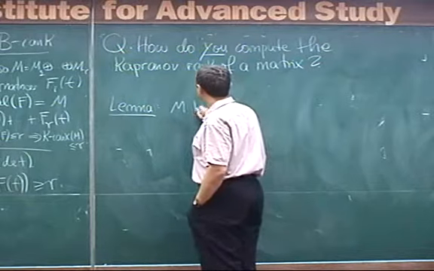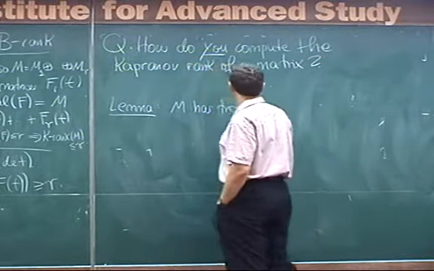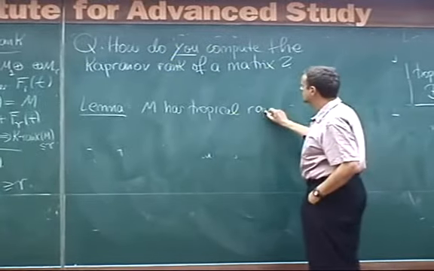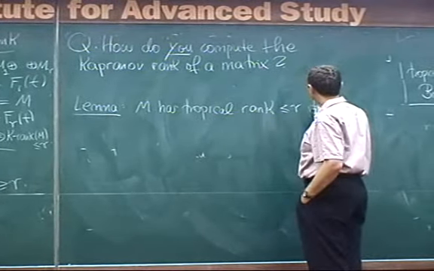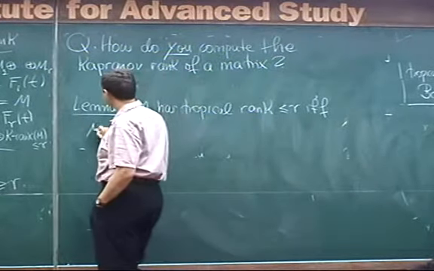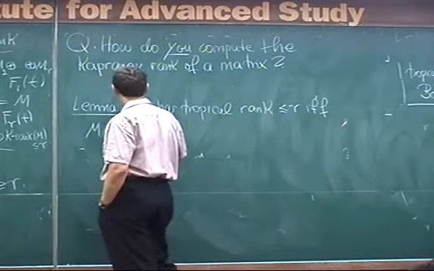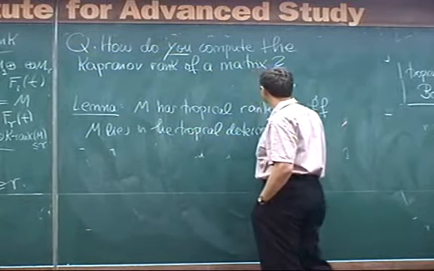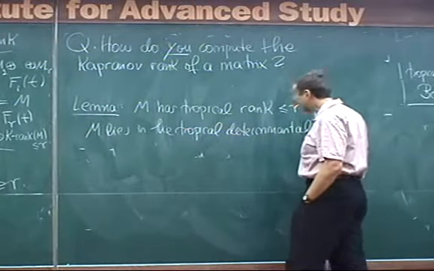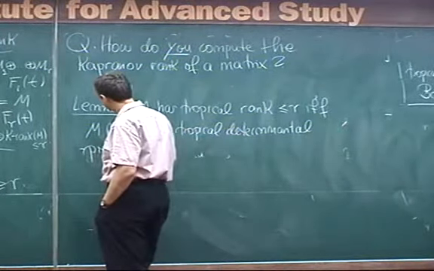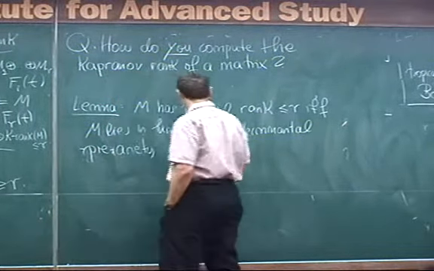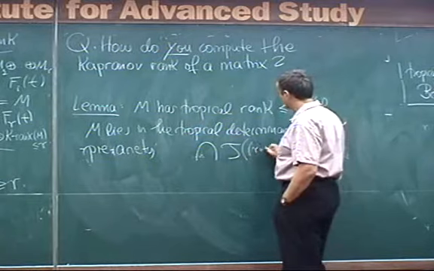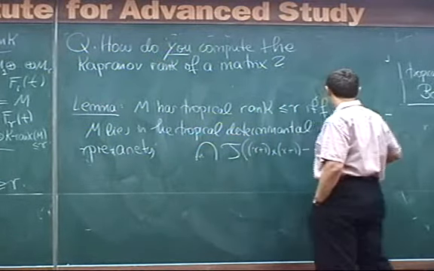So M has tropical rank R. So I want to understand this inequality, the difference between tropical rank and Kapranov rank. M has tropical rank at most R if and only if M lies in the tropical determinantal pre-variety that you get by intersecting the tropical hypersurfaces corresponding to all minors.